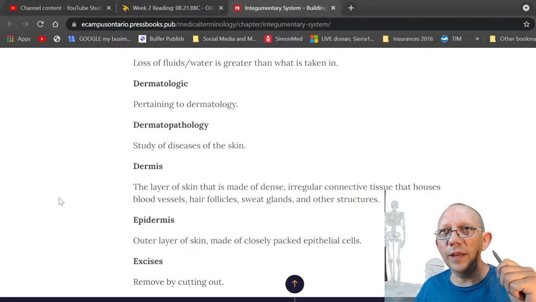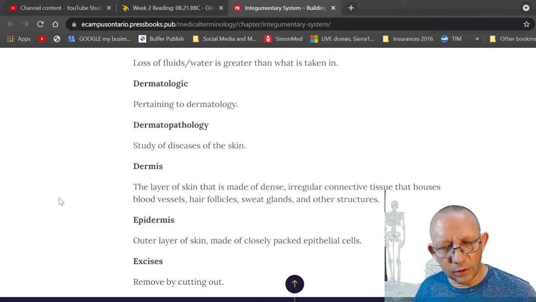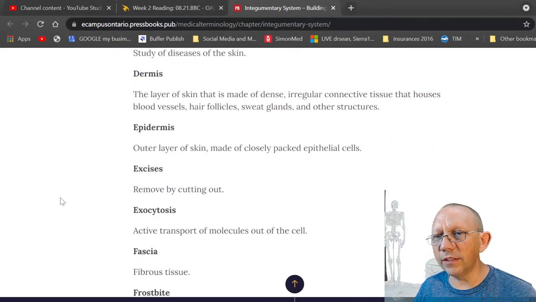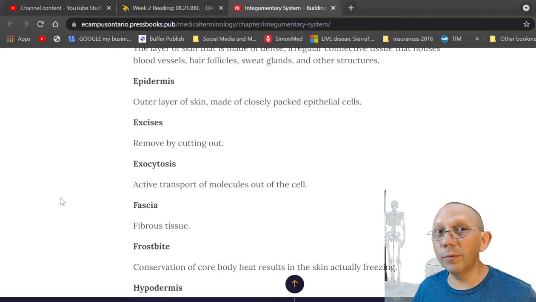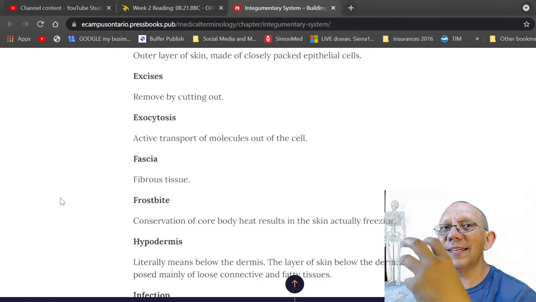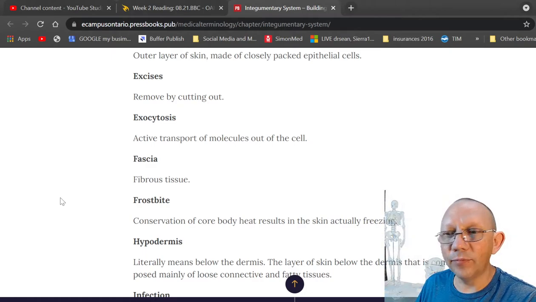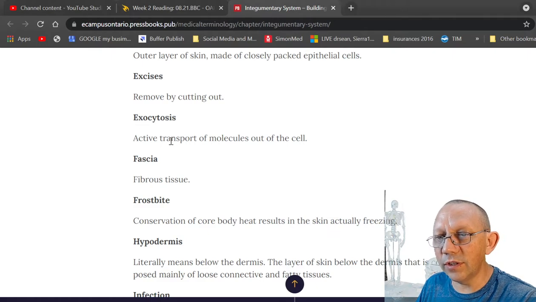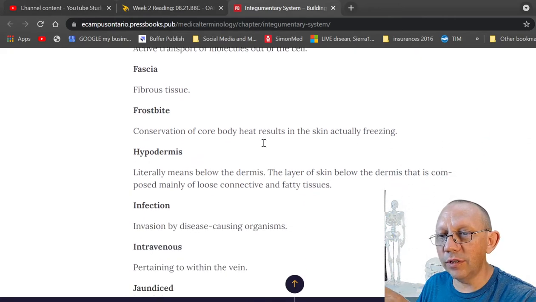Autonomic, or something like hypophysis. You can say these different things. Dermis, that's a layer of the skin. Epidermis, the top of the skin. Excise, cutting away. Like anything with X is to get out or get away. Exocytosis, active transport out of the cell. There we go. Exit. Think of exit when you see those.